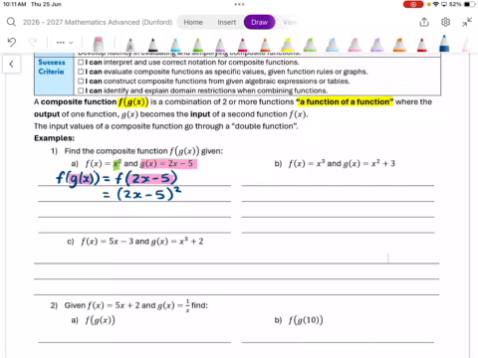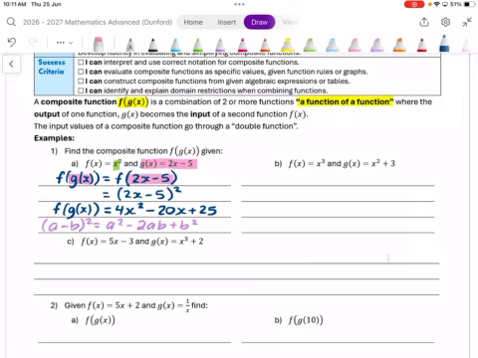Now we can simplify that through expansion. So we get 4x squared minus 20x plus 25, because we have that (a minus b) all squared is a squared minus 2ab plus b squared, which is our perfect square. Okay, so that is how we find our f of g of x. This can be tricky, so we need to make sure that we're listening and paying attention.